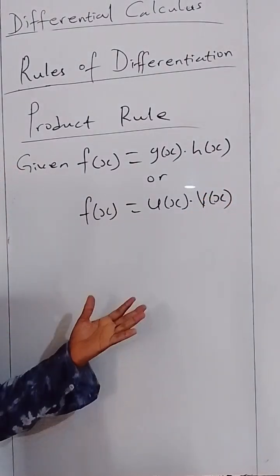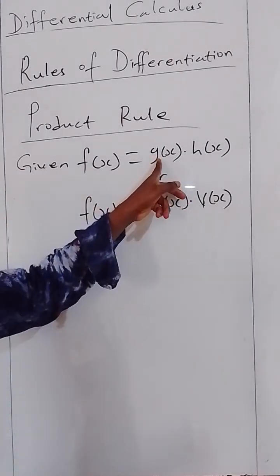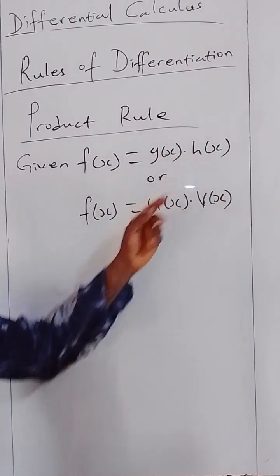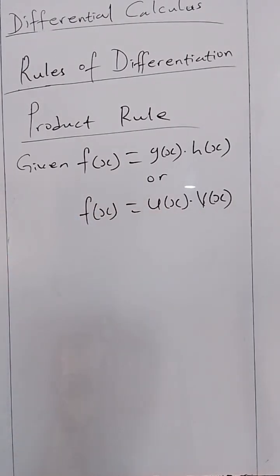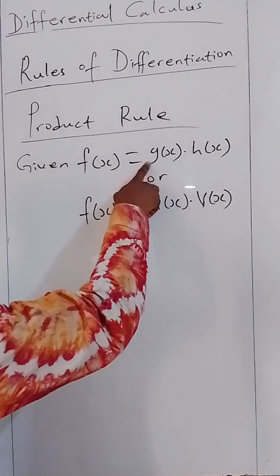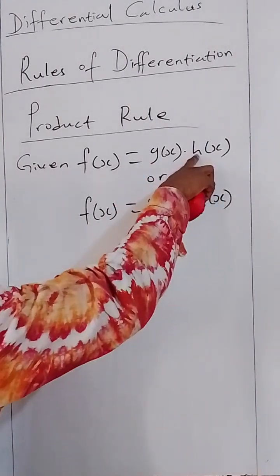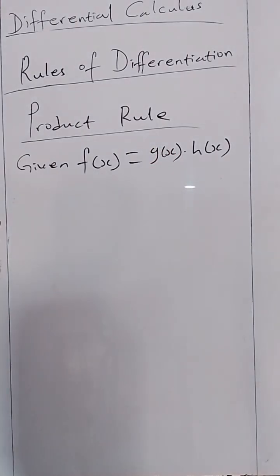Okay, so it's a matter of letters, and this matter of letters is a matter of choice. Here we use G and H, here we use U and V. So don't get confused, it's still the same thing. Here U is equivalent to G, while V is equivalent to H. But let's continue with this G and H.